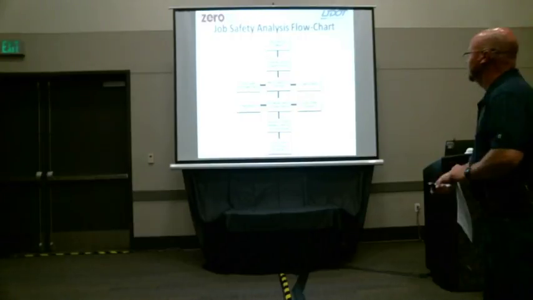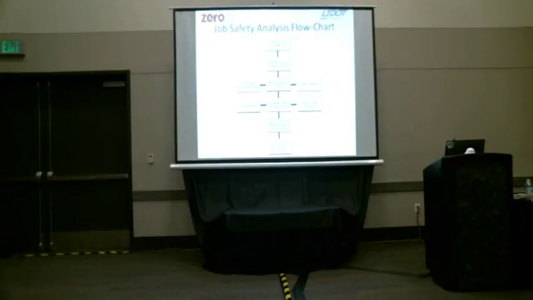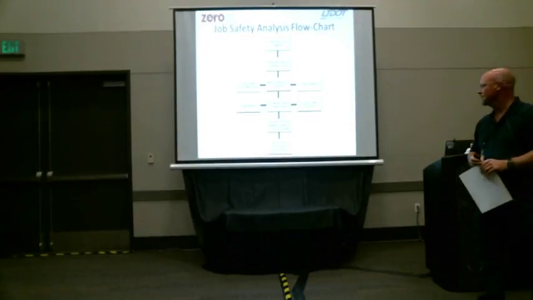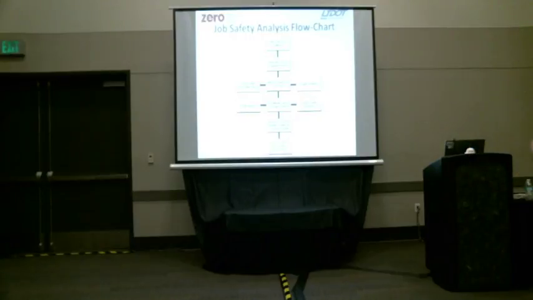Okay, here's a flow chart. You select the job, divide the job into a sequence of tasks, identify the hazards, recommend controls or mitigation, determine preventative measures, and periodic review and continuous improvement. Now this sounds complicated, but it's really pretty easy.